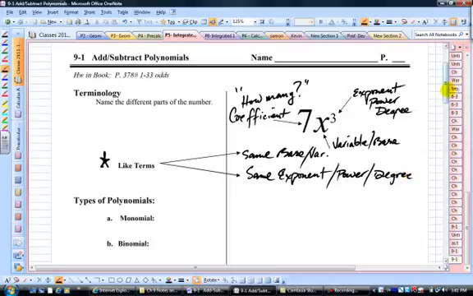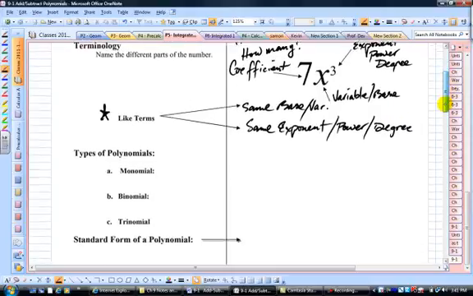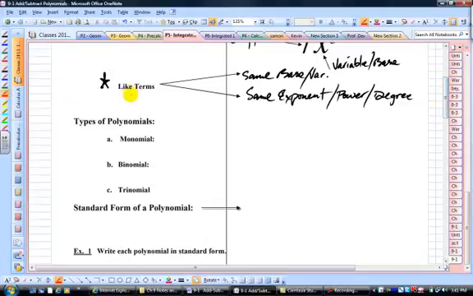And that's important because you can only combine like terms. Terms that are unlike you cannot add. So this is going to be a very, very important concept here. These two things, here and here: same base or variable and same exponent.